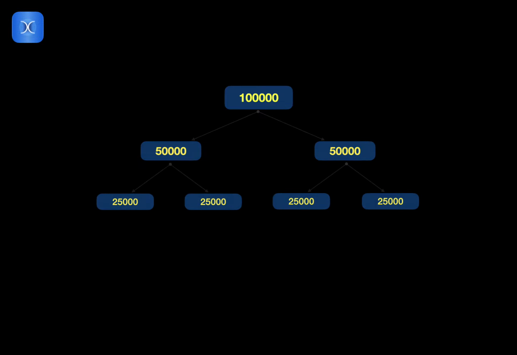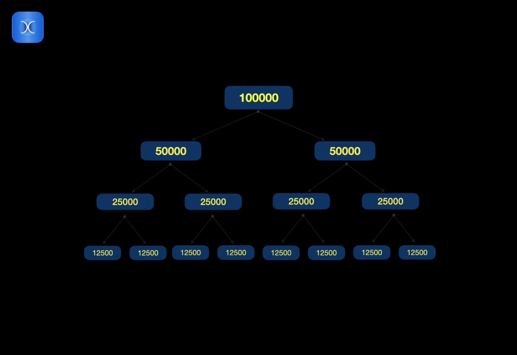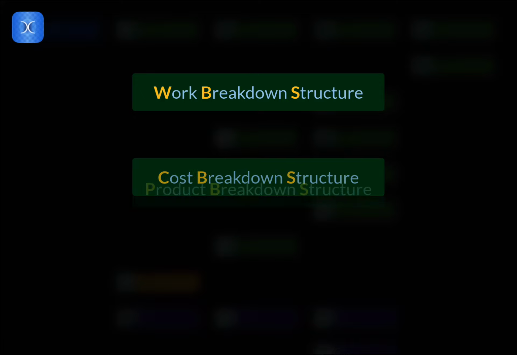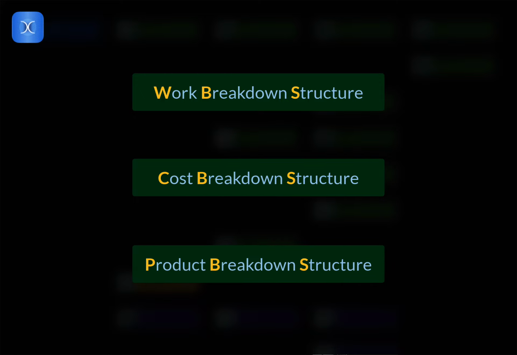CostX helps you efficiently break down the work, costs, and products in your projects into manageable components and automatically summarize them from branch to trunk. CostX is used to create WBS, CBS, and PBS. And thanks to its powerful customization features, you will find many more possibilities.